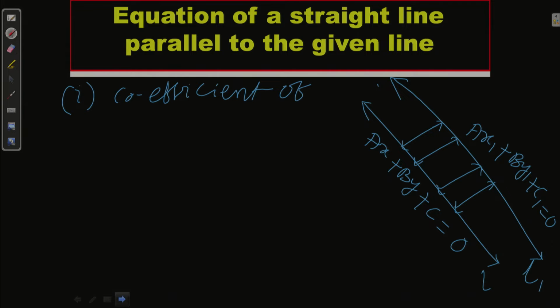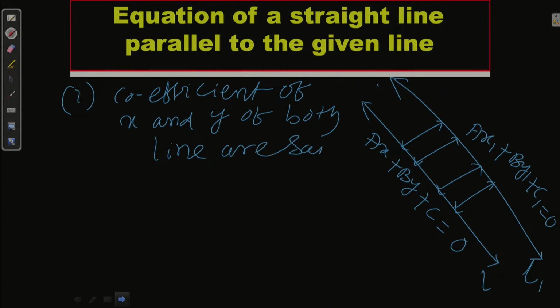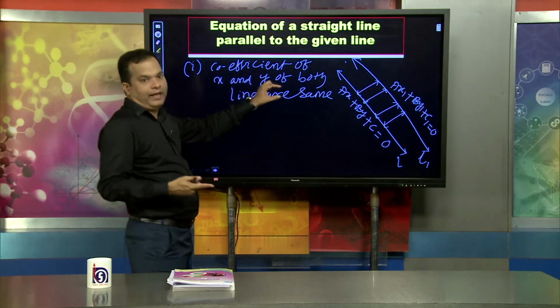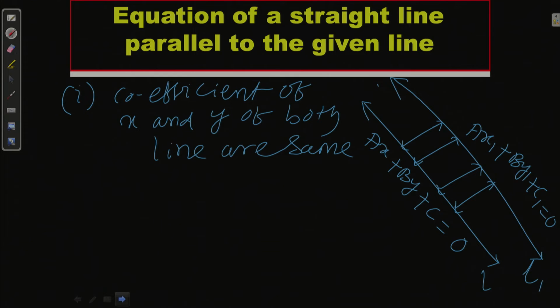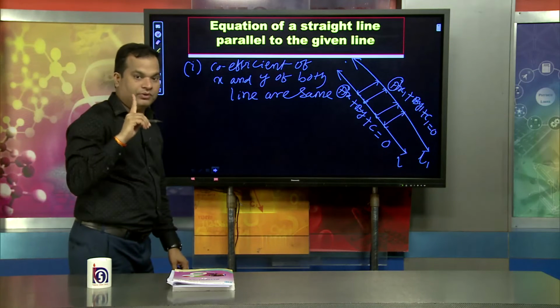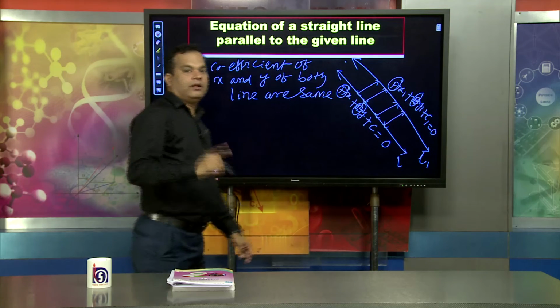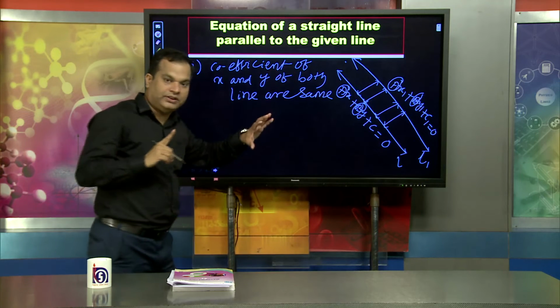coefficient of x and y of both lines are the same. This is the first condition and one of the most important conditions. कोफिशिएंट, क्या कोफिशिएंट है हम तो डिस्कशन करते रहेंगे. Coefficient of x and y, that means coefficient of x means a here and a here are both the same, must have to be the same. Y, that means b and here b must have to be the same. Then we can say the first condition is satisfied.